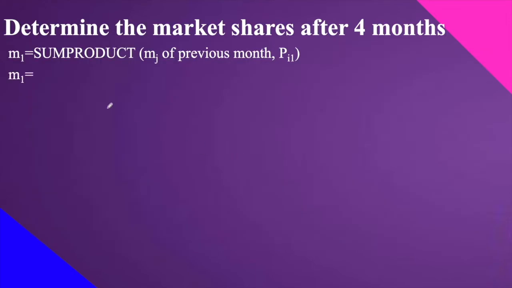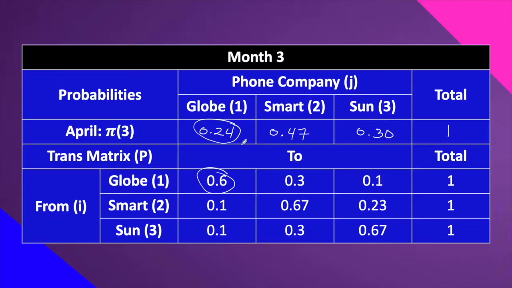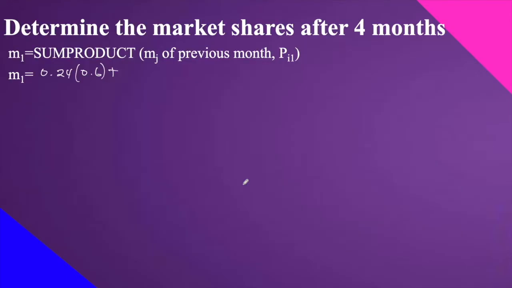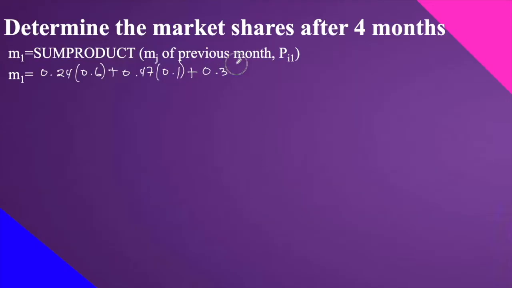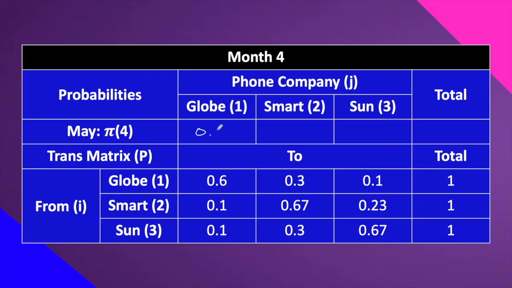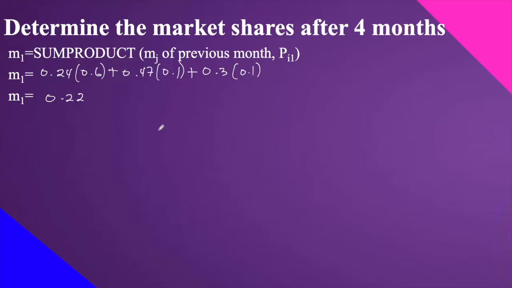So, lagay natin 0.24 times 0.6 plus, next we have 0.47 times 0.1 plus 0.3 times 0.1. This is equivalent to 0.22. So the market share of Globe after 4 months is 0.22. Let's write it here. Month 4. 0.22. And this is actually sa May na tayo, no? Sa May na.